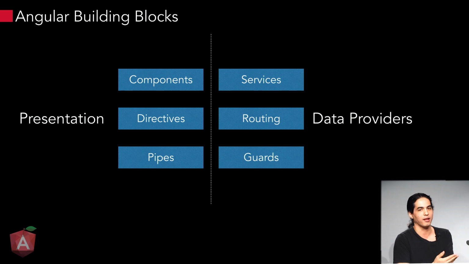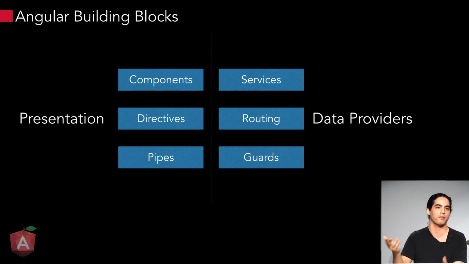And if you look at this slide, for me, it makes sense. We've got components, directives, pipes. This is our presentation layer. We've got services, routing, and guards. This is our data providers. And basically, that's it. This is Angular. But you take all of this and put it inside modules. All right?